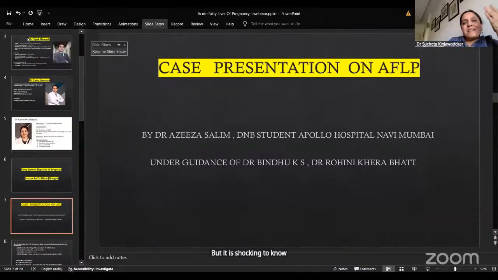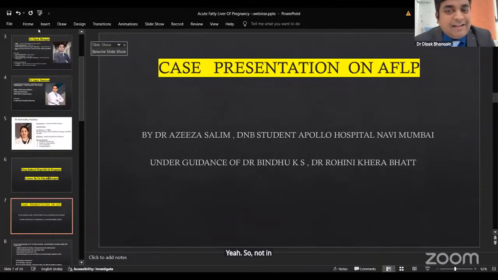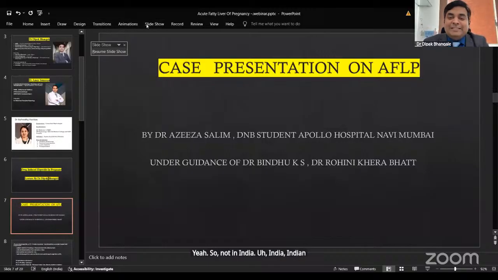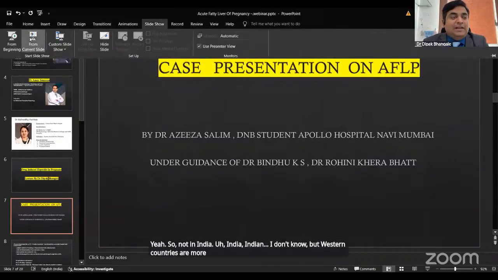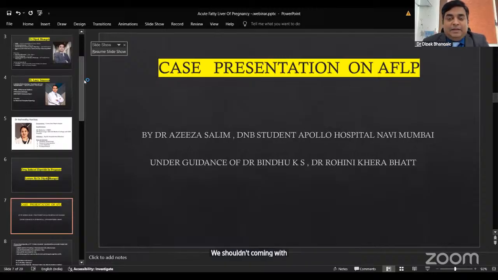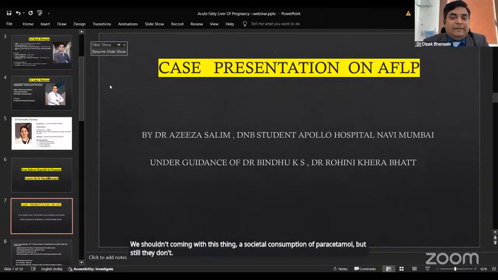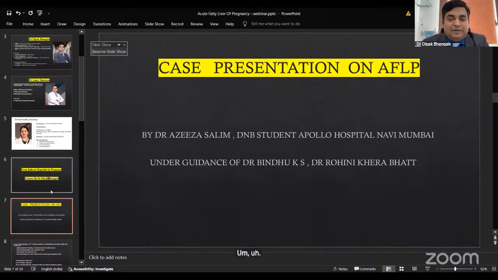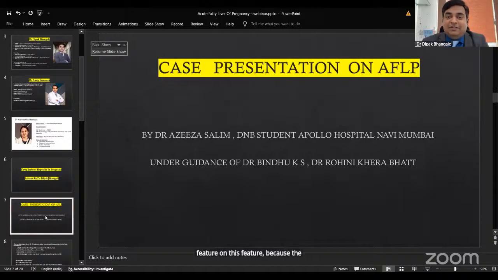I know. But it is good for shocking us to know that paracetamol can also cause DILI, an idiosyncratic reaction. Not in India, I don't know, but Western countries are seeing more paracetamol poisoning. I have not seen one paracetamol poisoning patient coming with this, suicidal consumption of paracetamol, but still they don't feature this because the toxic dose is very high, 7.5 gram.